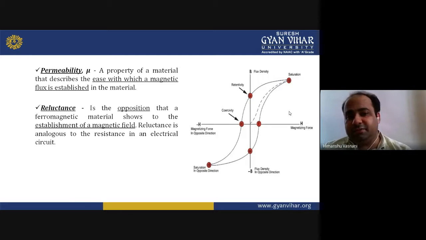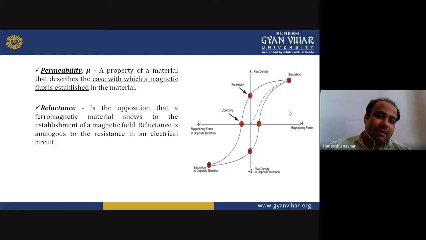Now reluctance, another term. It is the opposition that a ferromagnetic material shows to the establishment of a magnetic field. The ferromagnetic material, which is so much used in magnetic particle testing, also shows opposition, and it is known as reluctance. So reluctance is analogous to resistance in an electrical circuit.